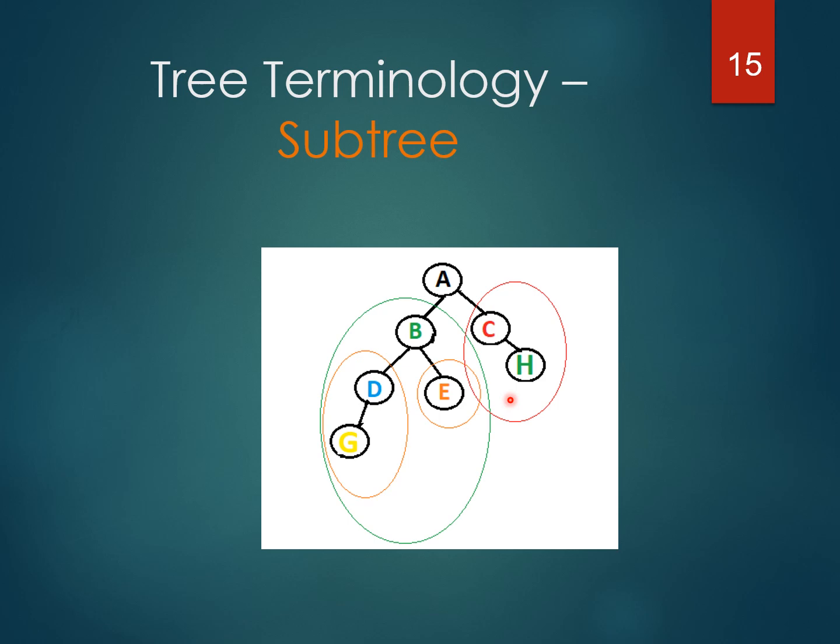CH is a subtree. So apart from the root, if you take the left part completely, that is one subtree. Apart from this root, if you take the left part, that is a subtree. Apart from this root, if you take this one, this is a subtree, and so on. So each child of a tree forms a subtree recursively.